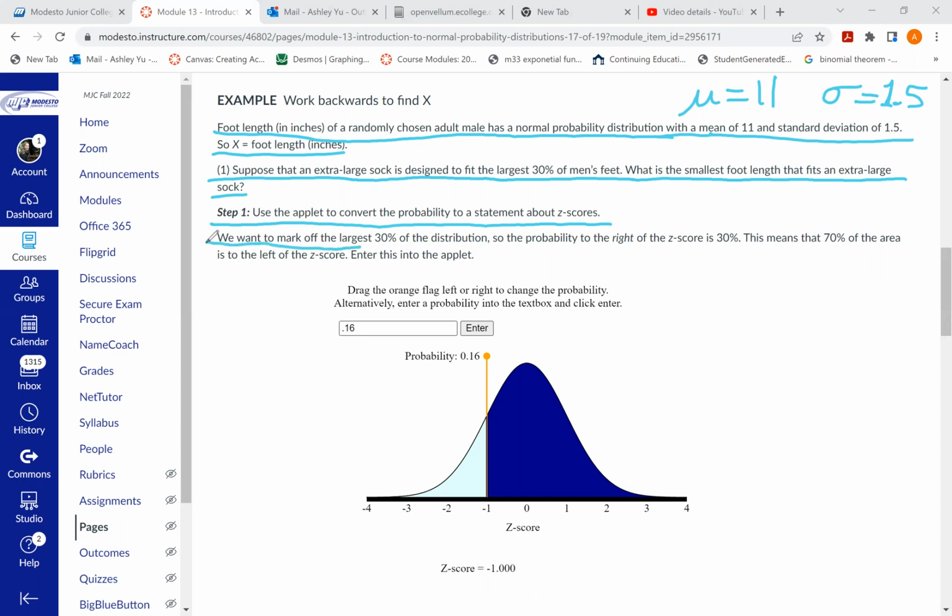We want to mark off the largest 30% of the distribution. So the probability to the right of the z-score is 30%. This means 70% of the area is to the left of the z-score. Enter this into the applet.